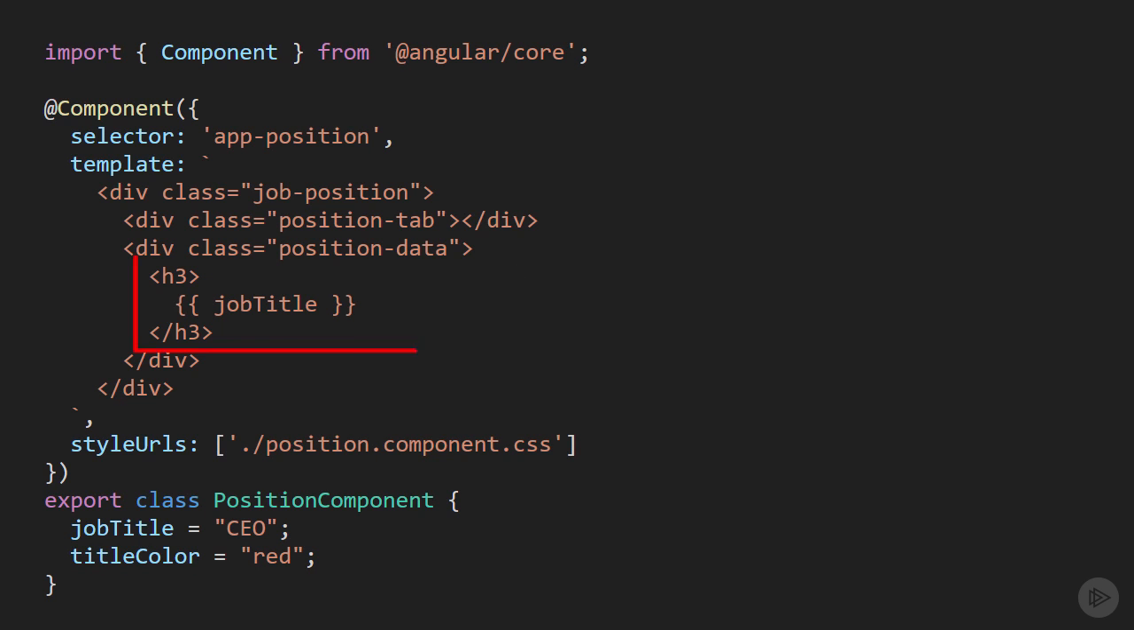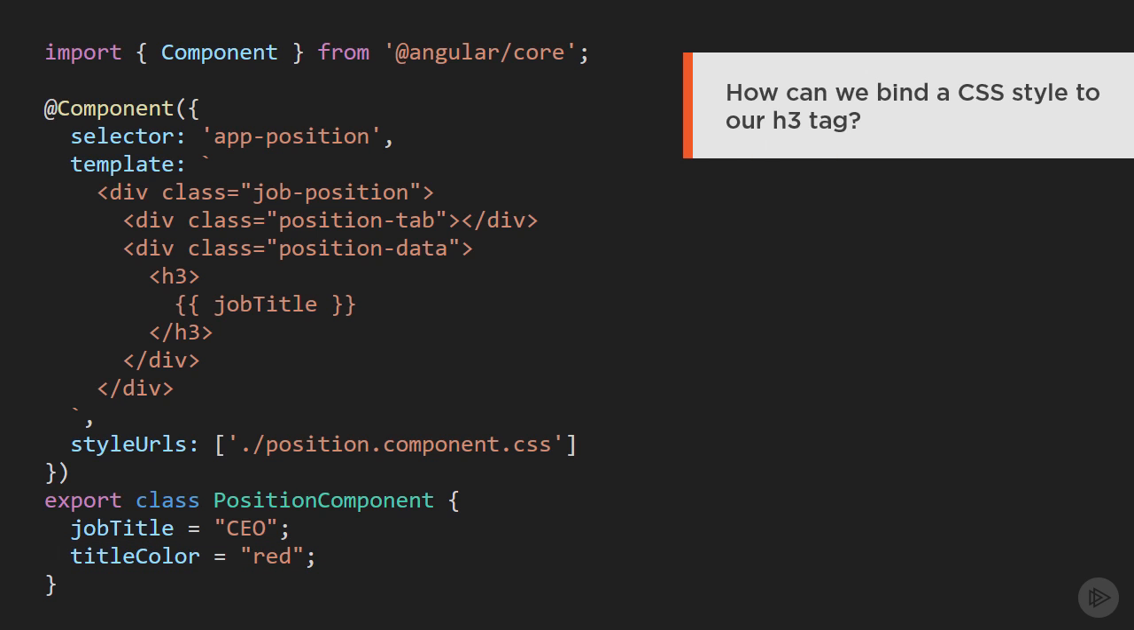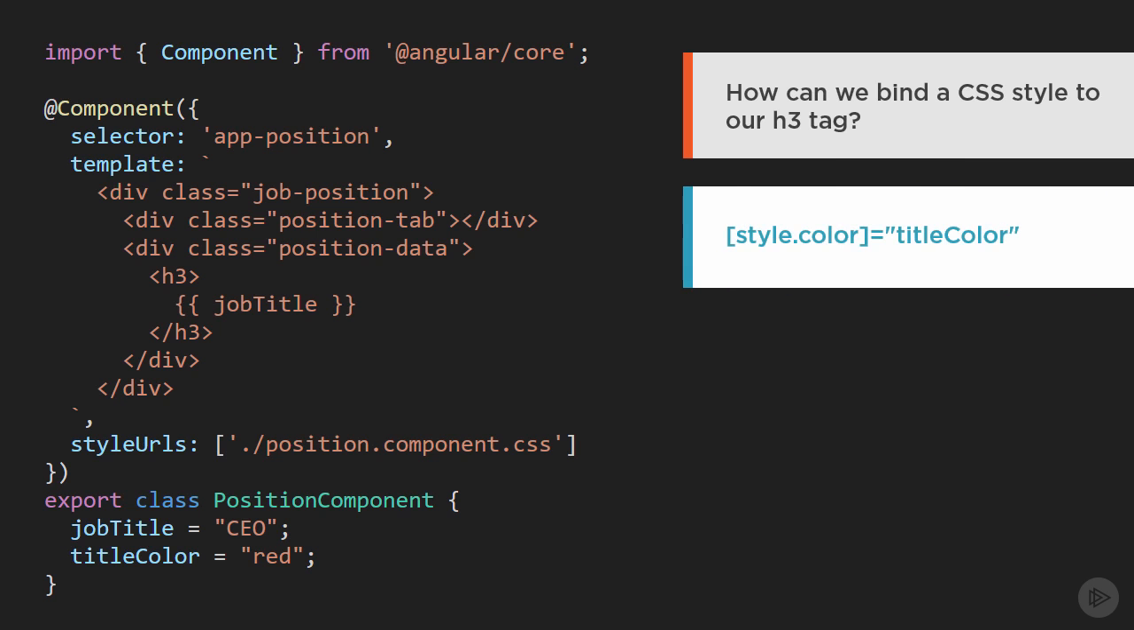So I'm back to a simple H3 tag showing the job title, but we want to start looking at not just CSS classes, but individual styles, like individual CSS properties. You'll notice down below that I added title color equals red, but we're not using that yet. How can we bind a CSS style to our H3 tag? We can specify style.color. So style is the special value that we bind to, and we access the CSS property after that. So style.color or style.any CSS property.